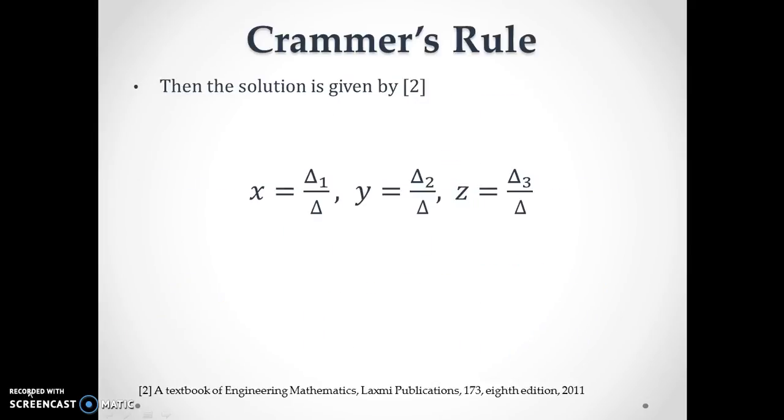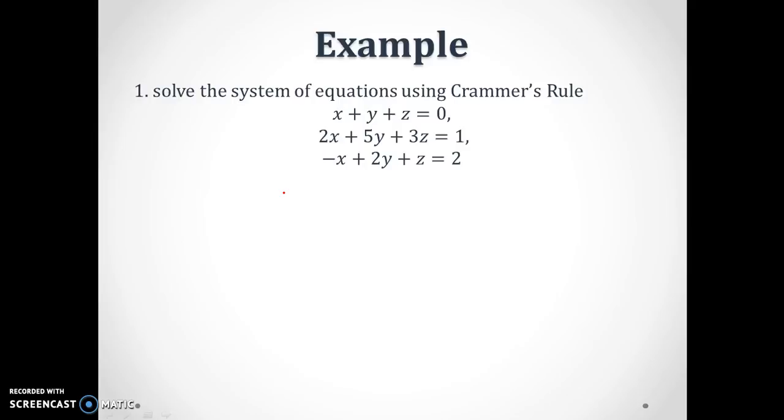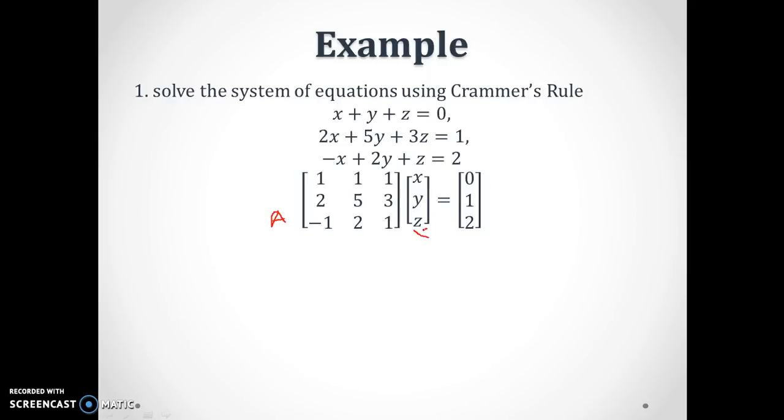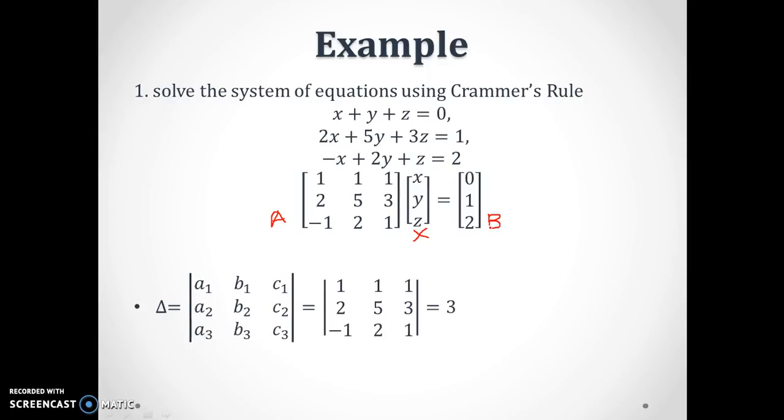Finally the solution is given as x = delta 1 by delta, y = delta 2 by delta, and z = delta 3 by delta. Let us solve a simple example here. This system of equations is given to us. First we rewrite this system in matrix form. This is my matrix A, this is the matrix of solution, that is X, and this is the matrix of constants, that is B. Once we do that, we calculate the determinant of this matrix, that is delta.